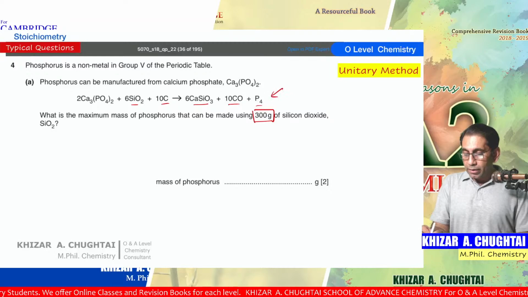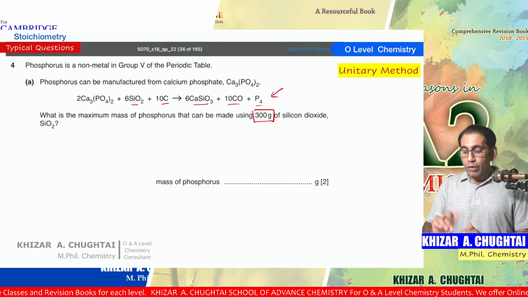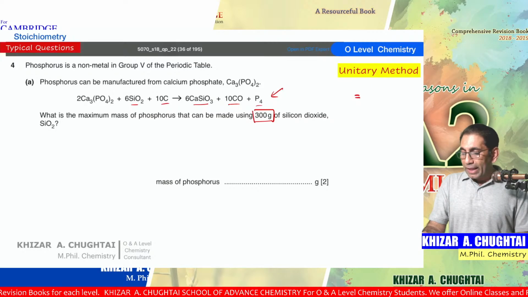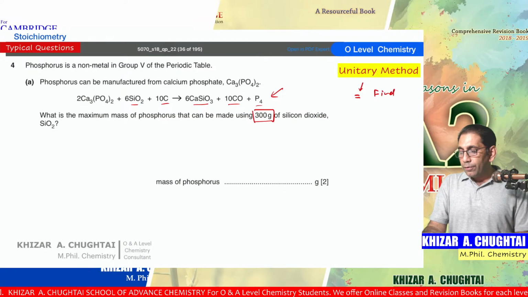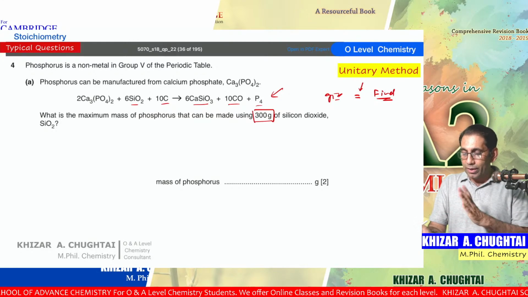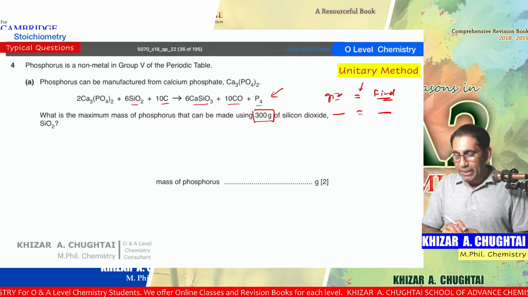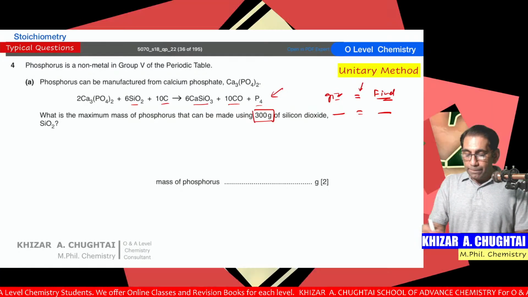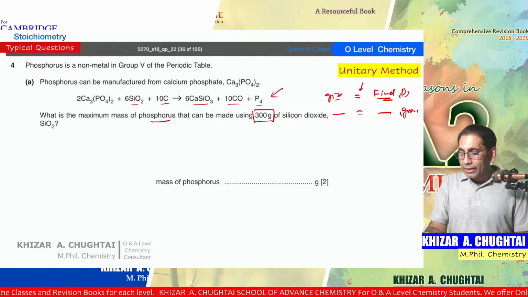And again, a balanced chemical equation is given over here. So I am going to use the unitary method. Unitary method is this one. I'm going to write equal over here. What is to be found is on the right hand side, given species are reported on the left hand side, and the first information is taken from the balanced chemical equation. I'm going to find the mass of phosphorus, grams of the phosphorus, and given is also grams, that is of silicon dioxide.